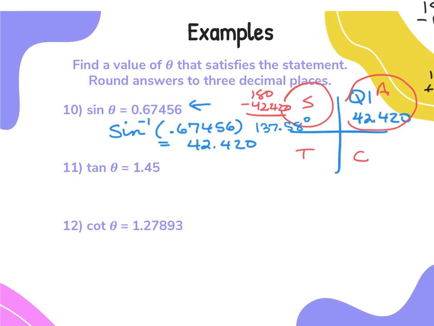We're first going to figure out what the reference angle is by doing tan⁻¹ of 1.45. The reference angle is 55.408.